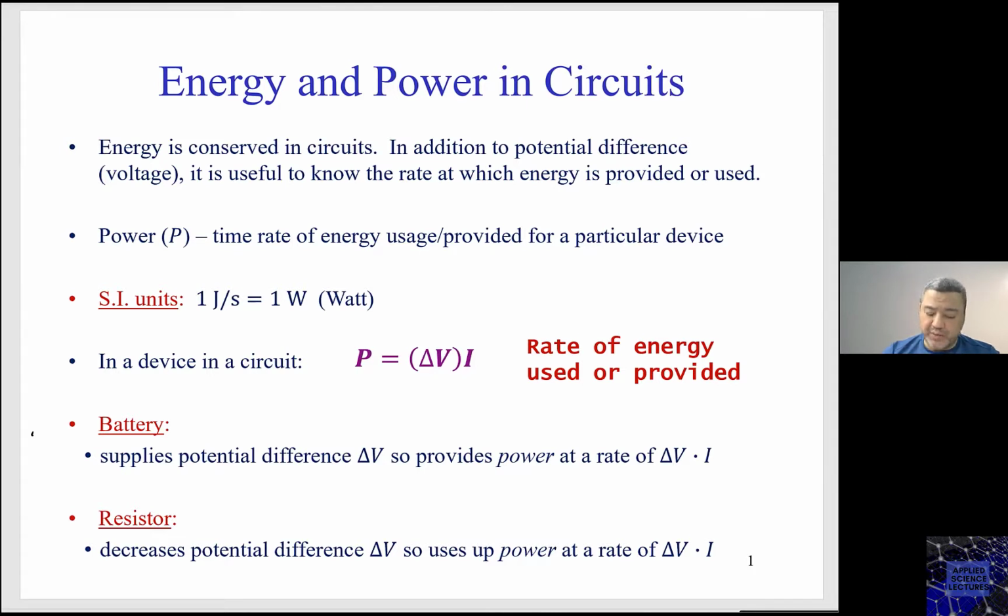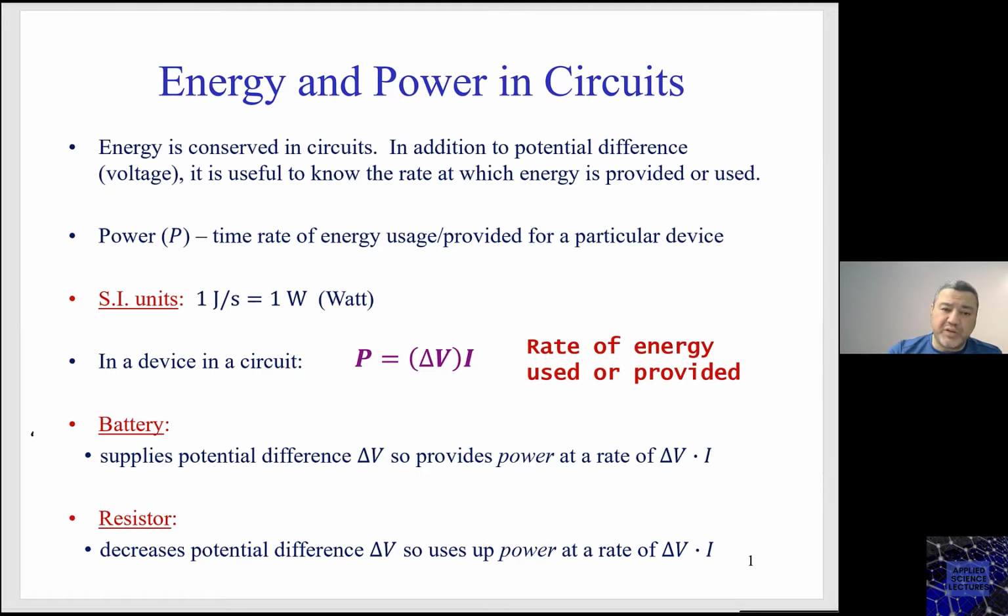So, in addition to the potential difference, which is the voltage that we have seen, it is also useful to know how much energy is provided, the rate of the energy that is provided or absorbed in the circuit. So, at the end, this rate, the time rate of energy, is called the power. So the power is the energy used or absorbed per time.